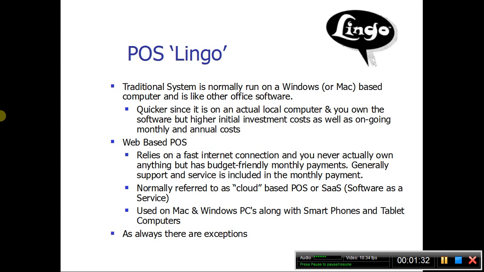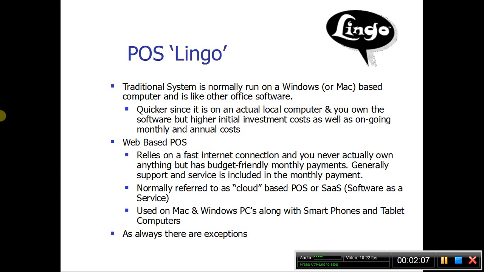So a little bit of lingo and a little bit of a definition, if you want to call it, in the differences between point-of-sale systems. So we have our traditional point-of-sale systems. It's software that's run on a Windows or Mac-based computer. It's like any other software, like if you went to an office supply store or computer shop and purchased Microsoft Office. The big advantage is it is quicker because it's being run on an actual computer in your business. And the other advantage is you actually own the software.